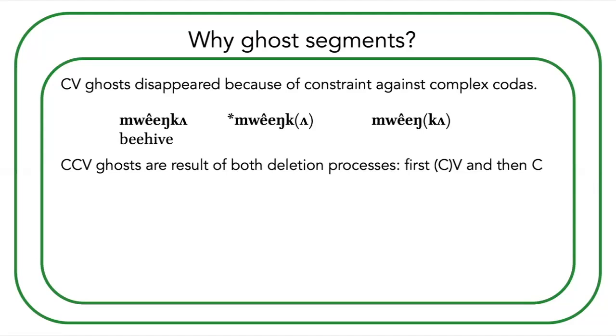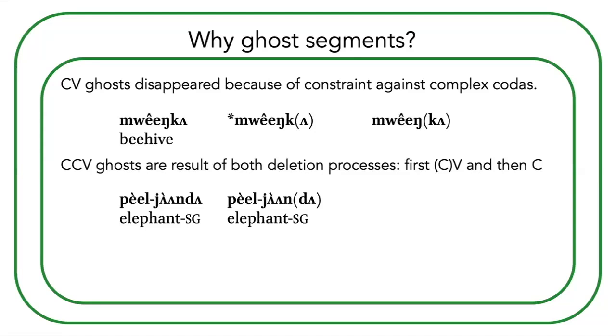And CCV ghosts are just the result of the two deletion processes. First, the CV deletion, and then the subsequent C deletion. So you had a word like pelionda, then it became pelion, and then in Sengwer only, but not in Endo, for example, you get to pelio without final N.